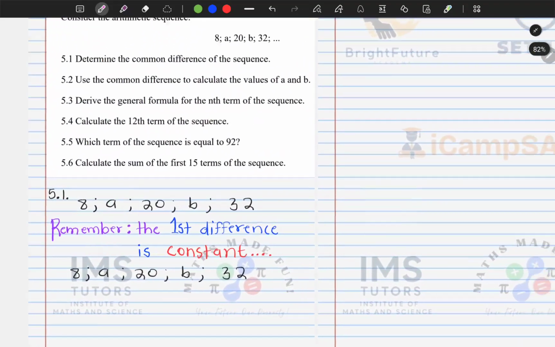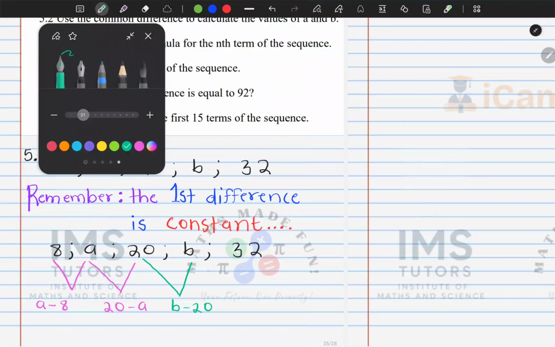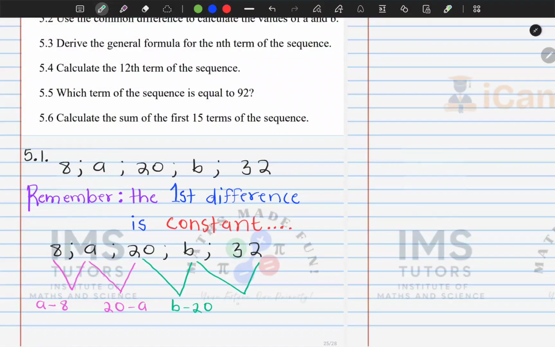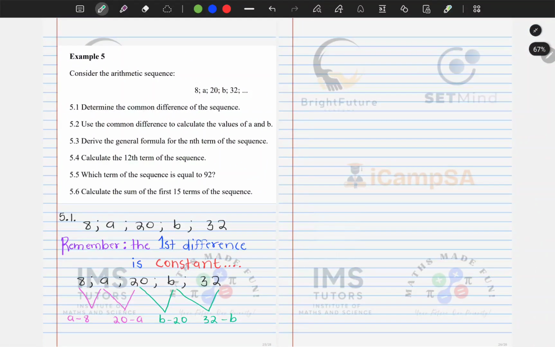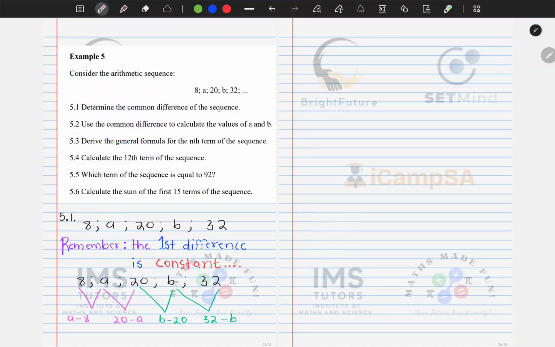So now let's use the fact which we noted above, which is that the first difference is constant. So this difference here will be a minus 8. And that difference there will be 20 minus a. And then this difference here will be b minus 20. And this difference here will be 32 minus b. So what do we know? All of these should be equal. So I'm going to deal with the pinks first because I will easily be able to solve for a.